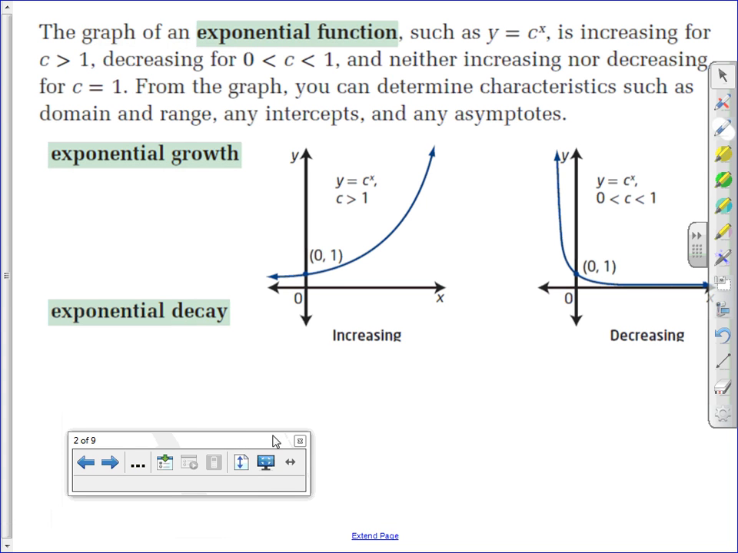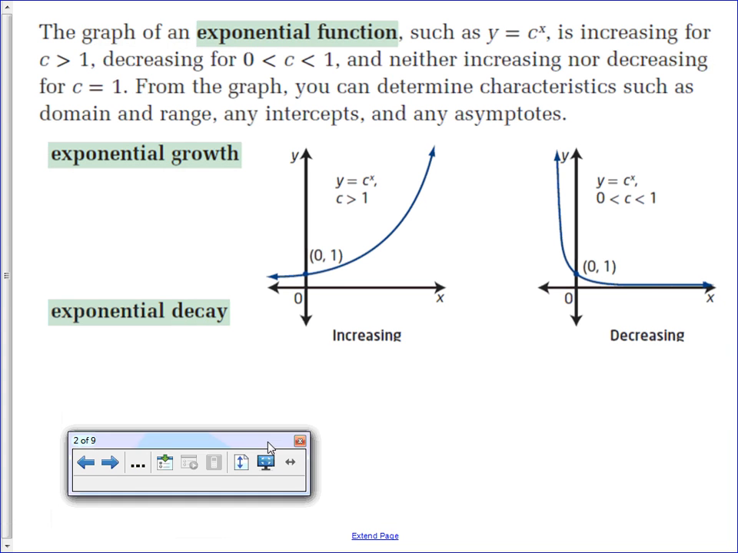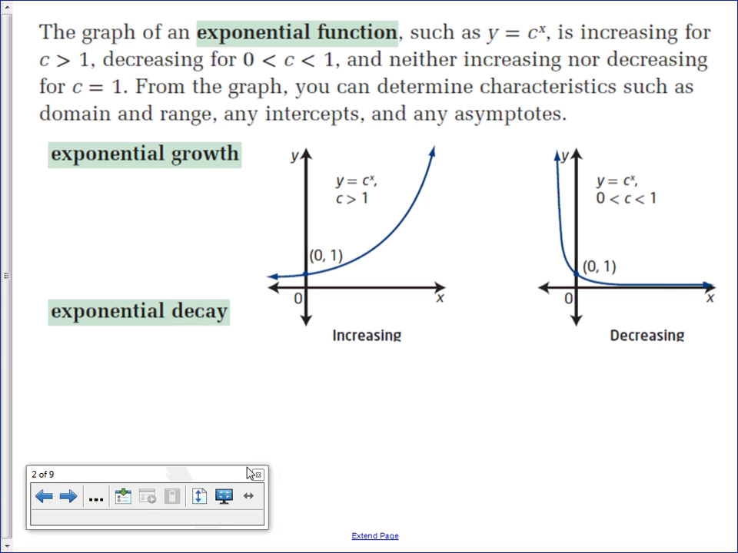Well, welcome to section 7.1. Today we are going to introduce ourselves to the exponential function.